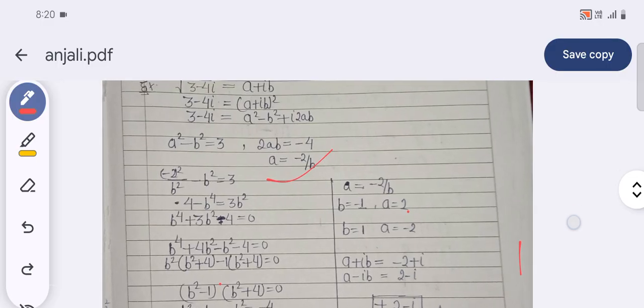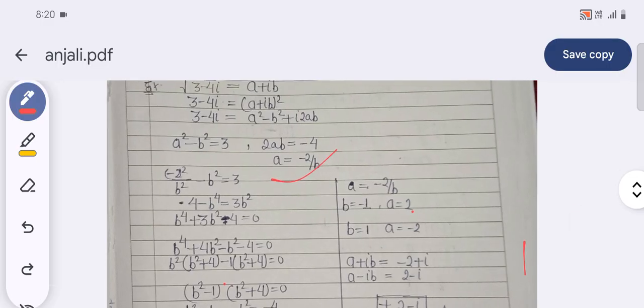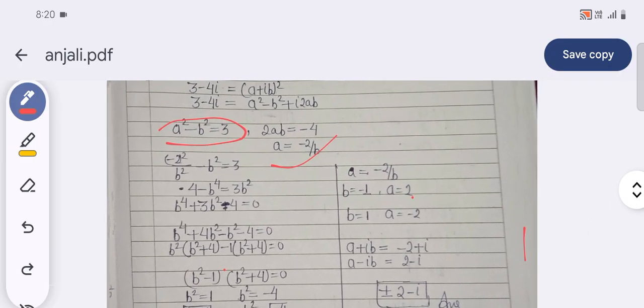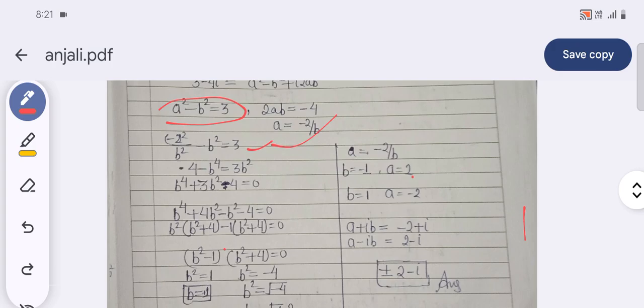Is it clear? So put the value of a in this equation. What is the value of a? Minus 2 upon b. So minus 2 squared upon b square, minus b square, is equal to 3. Minus 2 squared will be 4. So 4 upon b square minus b square is equal to 3. Is it clear?